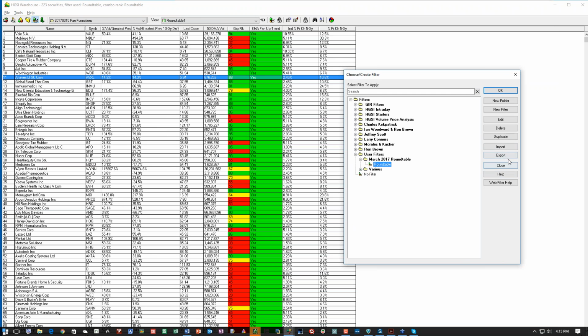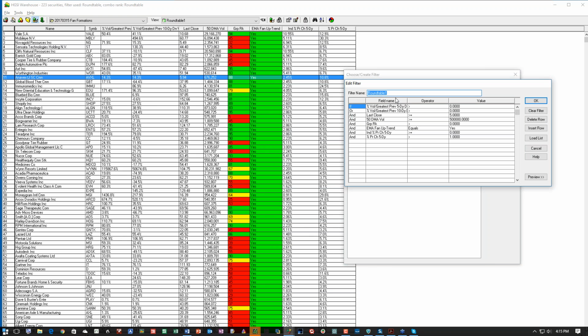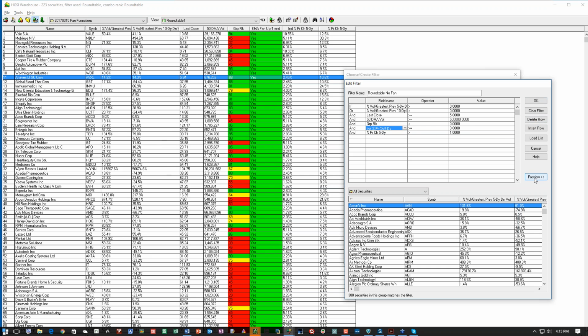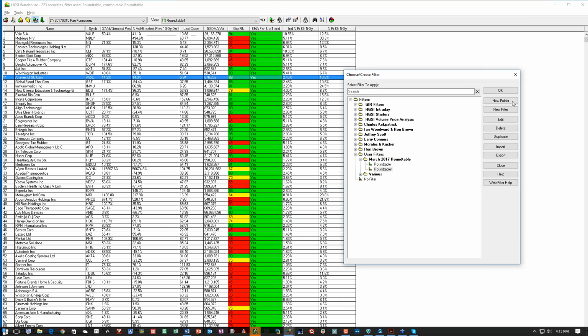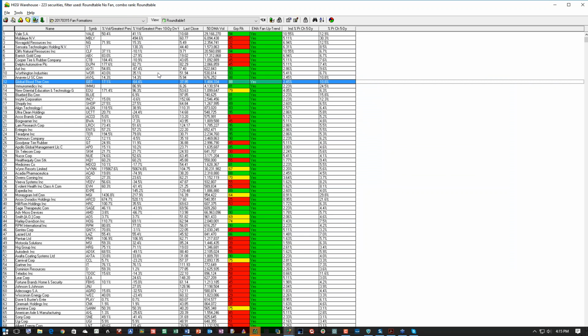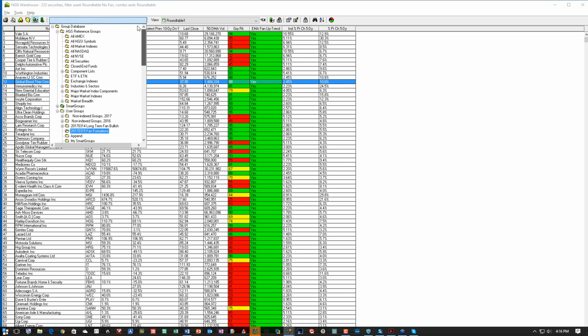So why don't I duplicate this, edit it, see, you can do all kinds of fun stuff. Now we have 380 securities. This will be today, of course, but it's going to pick up. Well, I'm in the fan formations. I have to go to all securities now.